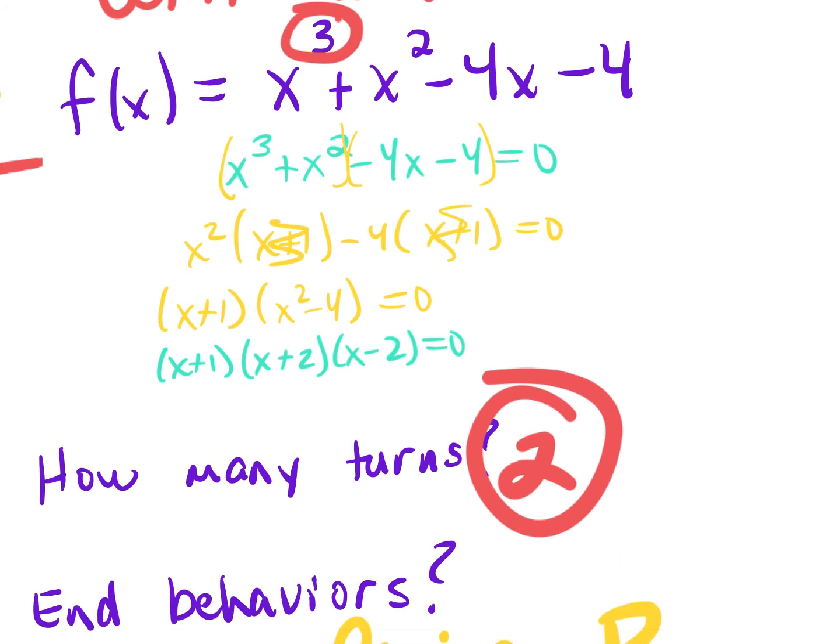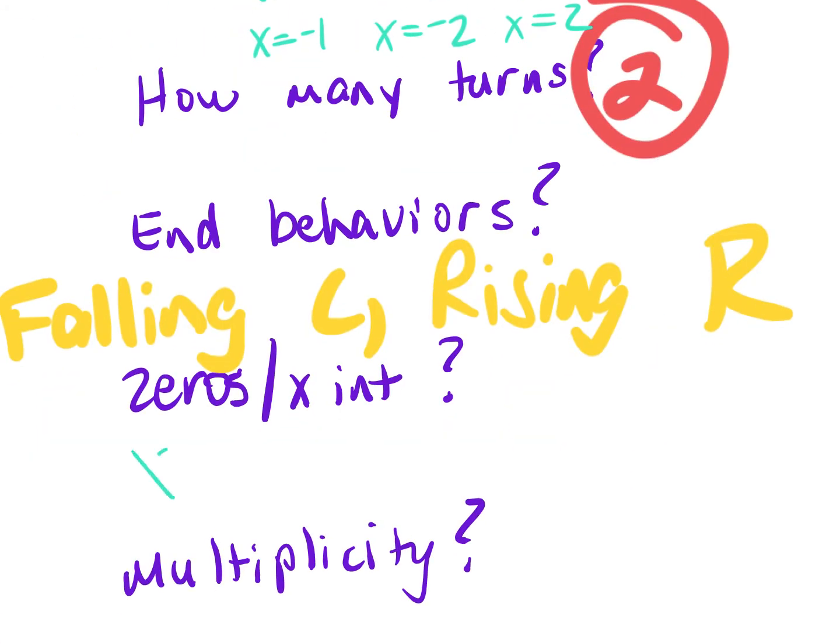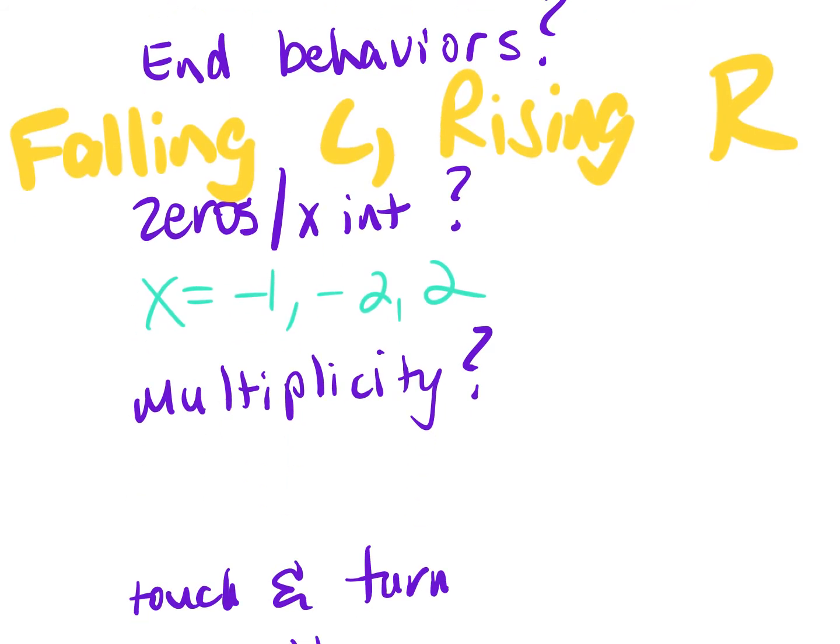What does x really equal here? Negative 1, negative 2, and positive 2, right? Okay, so you have your x's. You can just write x equals negative 1, negative 2, positive 2. If you want to write x equals, that's fine. Do you have multiplicity? Do you have the same exact answer more than one time? No, you have no multiplicity, none.